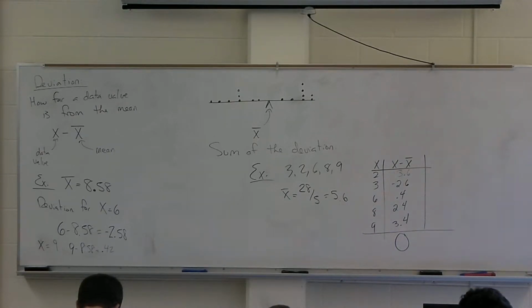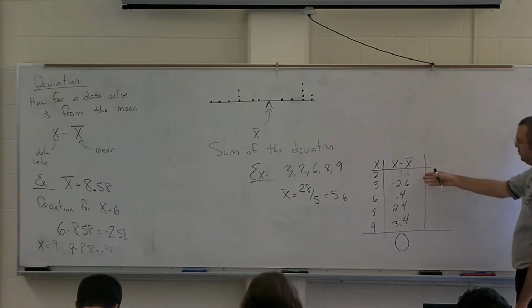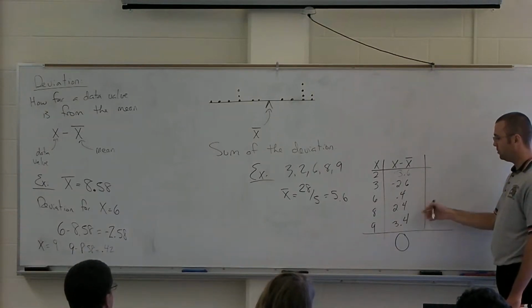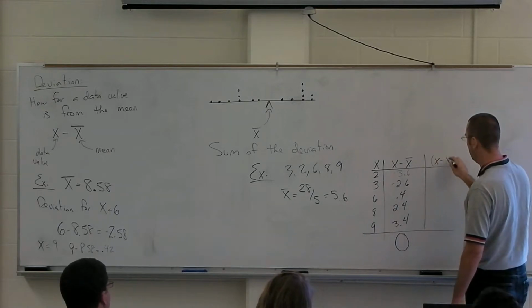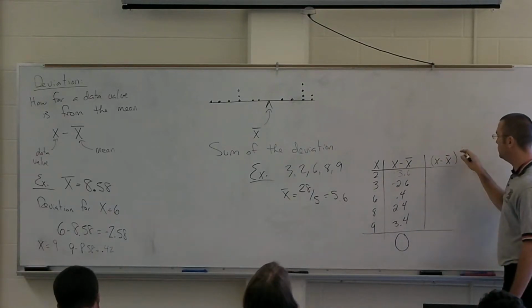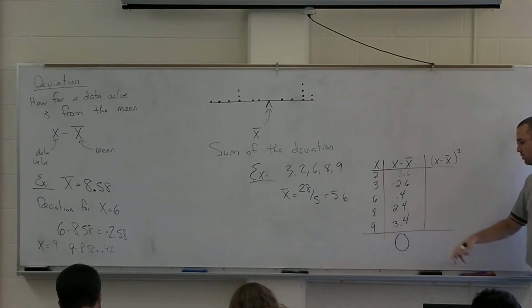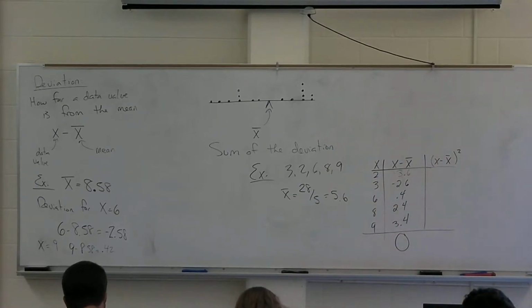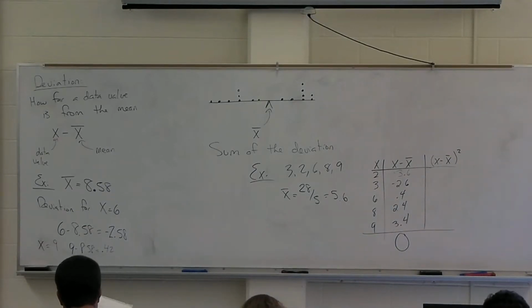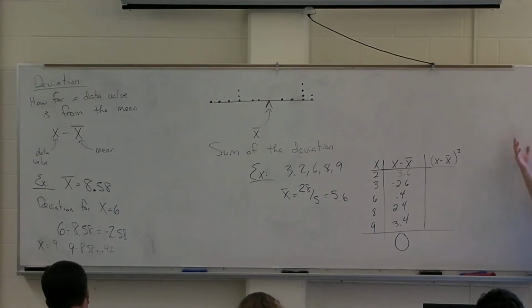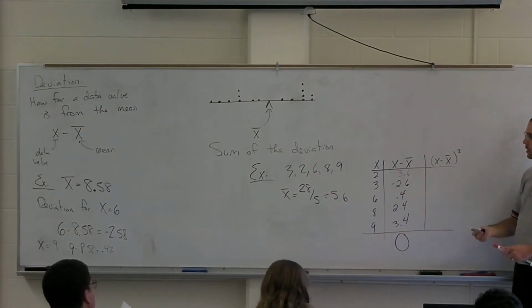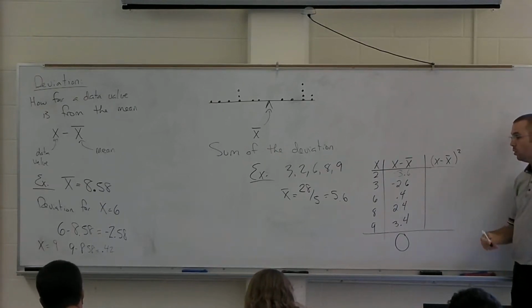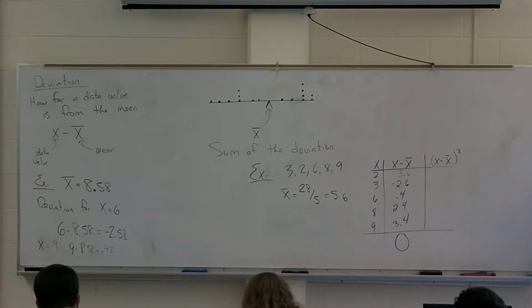Instead of just looking at their difference, let's calculate their difference, and then let's square that. So we're going to look at what happens when we take these distances, square them, and then add them all up. Why do we do that? We do it so that we can get positive values that will ultimately lead us to a good tool to measure how spread out our data is.